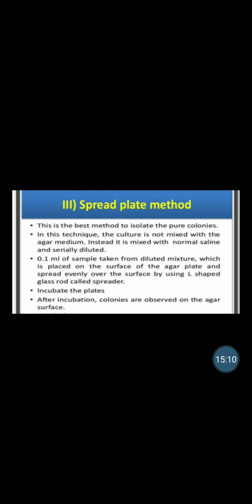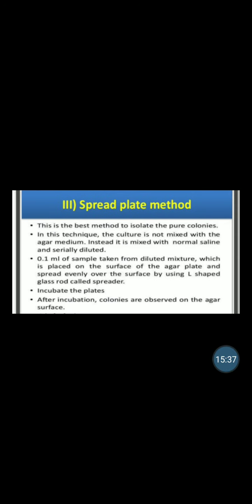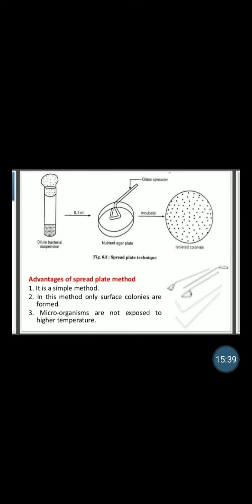0.1 ml of sample is taken from the diluted mixture and placed on the surface of the agar plate, and it is spread evenly over the surface by use of a spreader. The spreader should be sterile. Then incubate the plate, and after incubation the colonies are formed. You can see the colonies on the surface of the agar medium. This is the method.